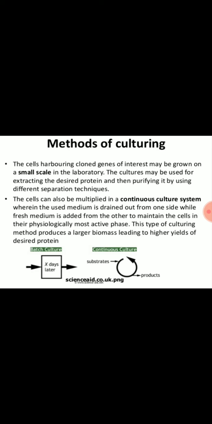So methods of culturing: we can do it on a small scale or we can do it on a large scale by using batch culture or continuous culture. Batch culture means what? Only at once you have to give the medium and all that thing, cultivation and all that thing. But in a continuous culture, fresh medium is continuously provided and the previous medium or the substrate is continuously removed. So the continuous process is used for the large scale production of your desired protein.